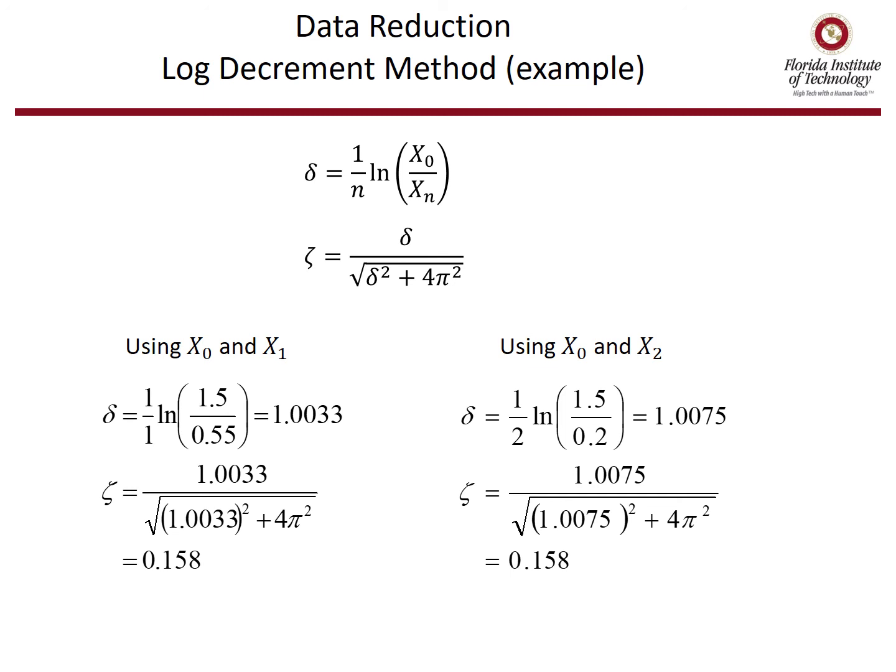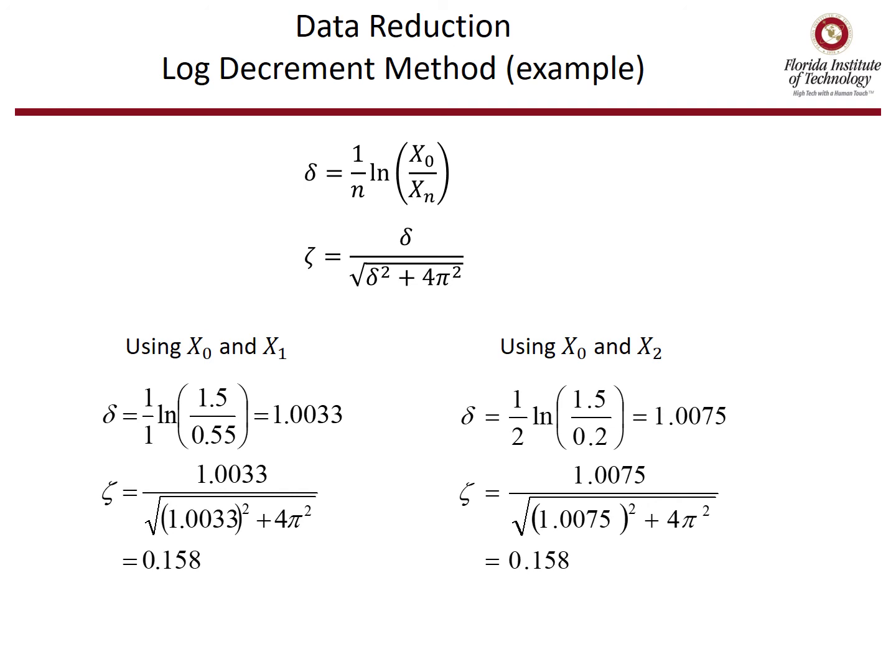So if I use n equals 1, then I grab the data from x0 and x1 and I substitute it in the equation. I calculate a delta value of 1.0033. Plug that into the damping ratio equation and I get 0.158.